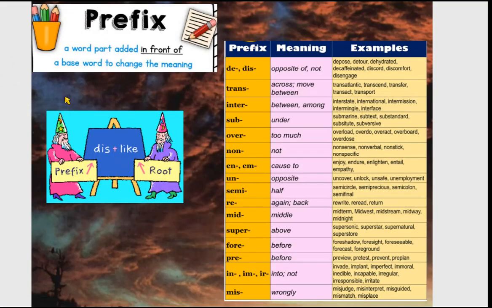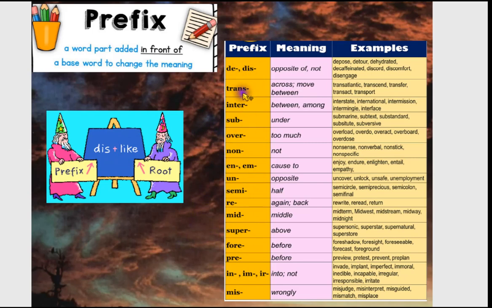Now, the prefixes. Basically, they are a word part added in front of a base word to change the meaning. Take a look at this example. Imagine this is, I don't know, Dumbledore and Gandalf, maybe. We have the word dislike. So this would be the prefix, and the root or the original word, the stem, would be like. There are many prefixes. These are just some examples, and I encourage you to look for more, okay?